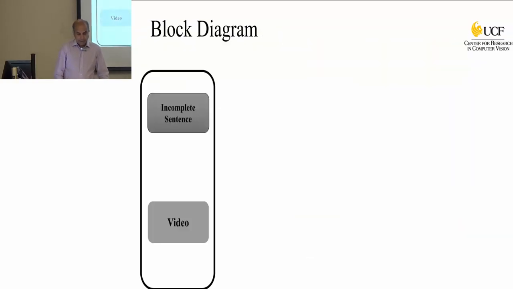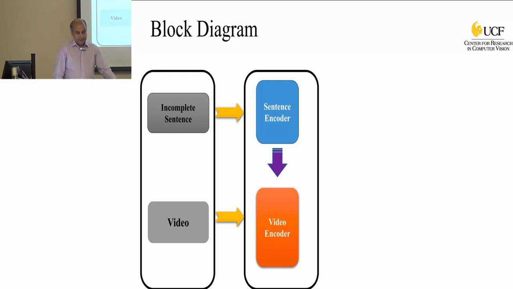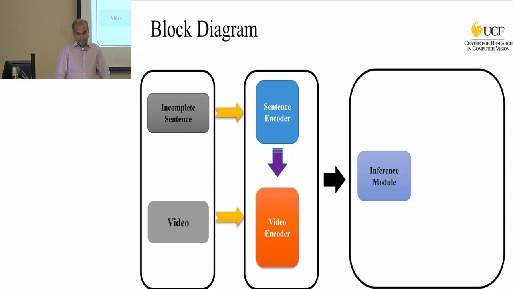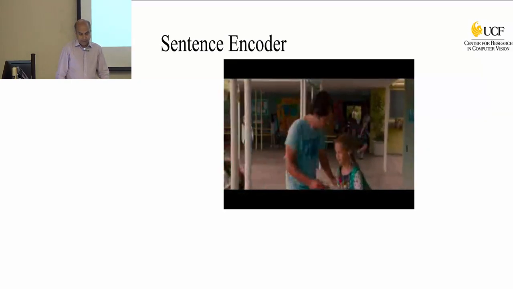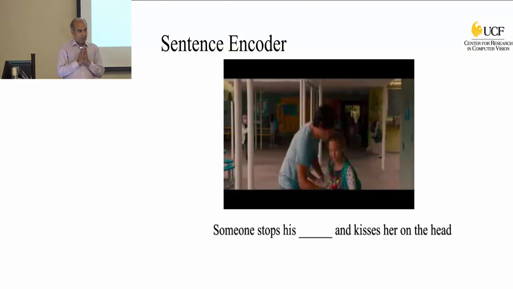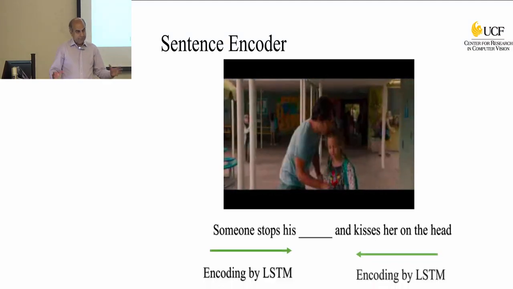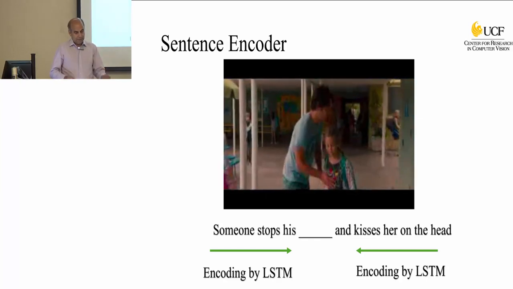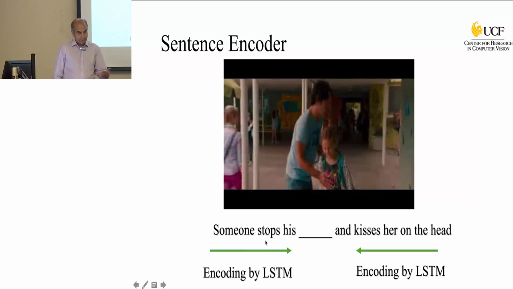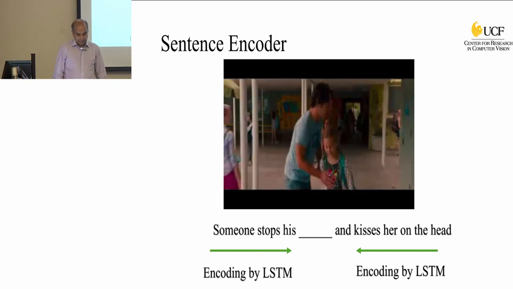So what we do is that we have two inputs now: an incomplete sentence and a video. Again, we find the features, or what is called the encoding, of the video and of the sentence, and then we combine them and find the missing word. We divide the sentence into two parts, one on the left of the blank and one on the right of the blank, and we use a recurrent neural network, an LSTM, to help us. It predicts the missing word based on the left, and based on the right, and then we combine them to come up with a better prediction.